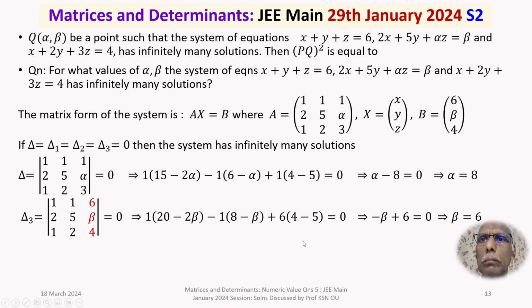Thus, we got the coordinates of Q, that is alpha, beta. You can also test yourself for these values of alpha and beta: delta 1 is equal to 0 and delta 2 is equal to 0. Thus, these conditions are satisfied. Therefore, the system has infinitely many solutions. So the coordinates of Q are 8, 6.